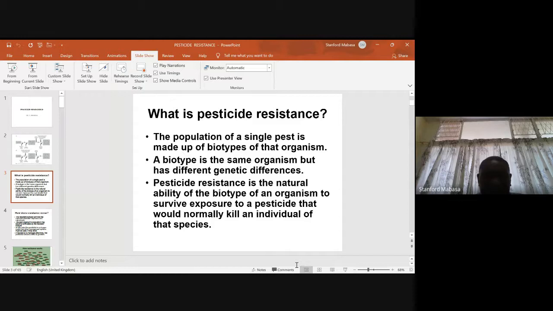So what is pesticide resistance? The population of a single pest is made up of biotypes of that organism. So the population may have some differences. A biotype is the same organism, but with genetic differences. So the population will have some differences as far as the genetic makeup is concerned. Pesticide resistance is the natural ability of the biotype of an organism to survive exposure to a pesticide that would normally kill an individual of that species.